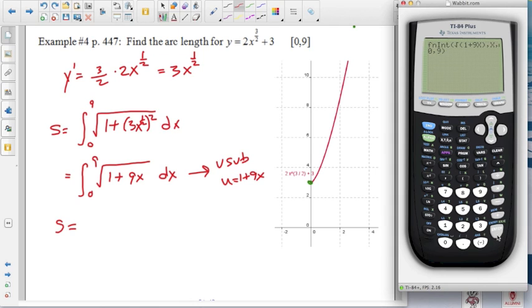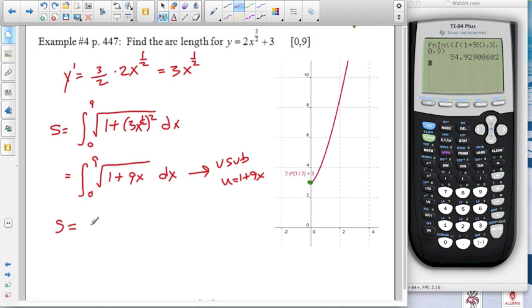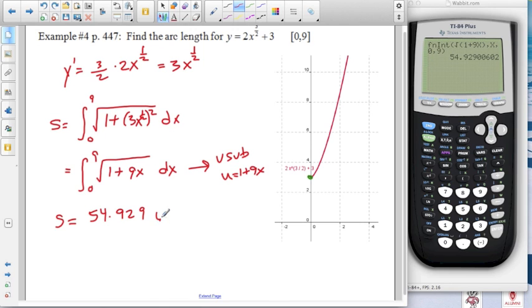And the value of that is 54.929. So again, rounding to 3 decimal places, we have 54.929. These very rarely end up being a ratio. Usually they're irrational because of the square root sign, because of the radical. And this is arc length, so it's a lineal distance, so it's just units. We're just dealing with a lineal distance.